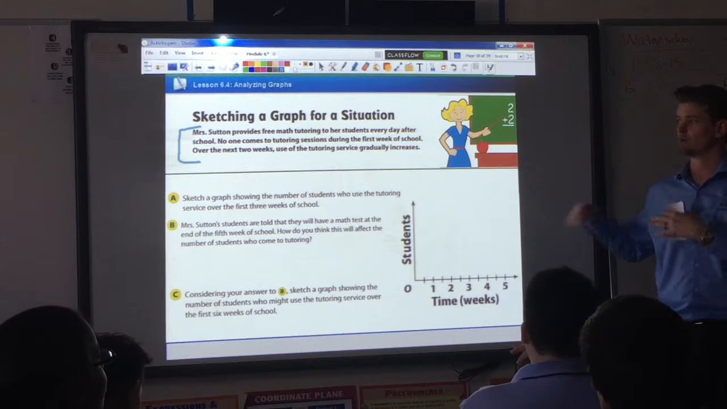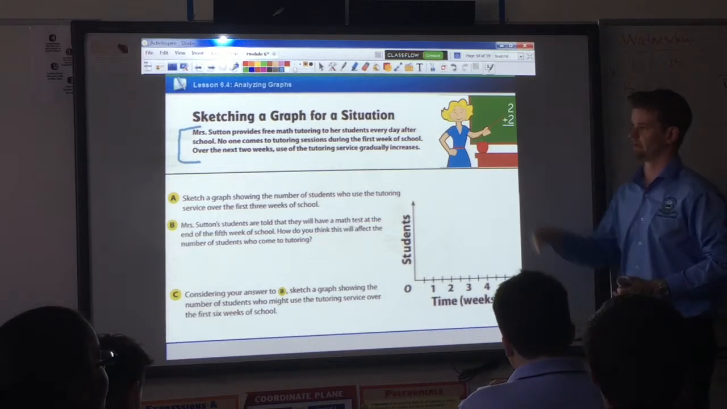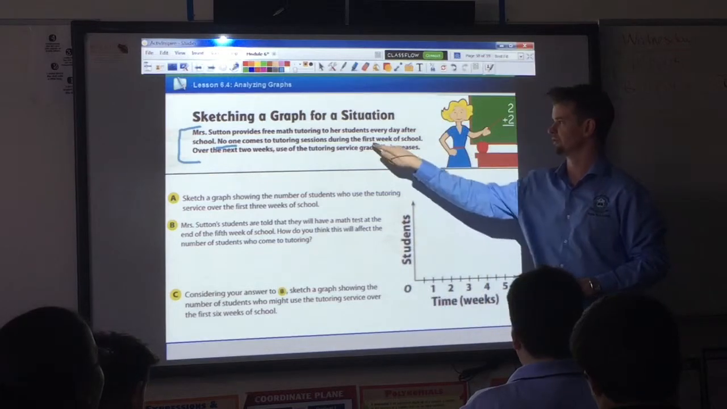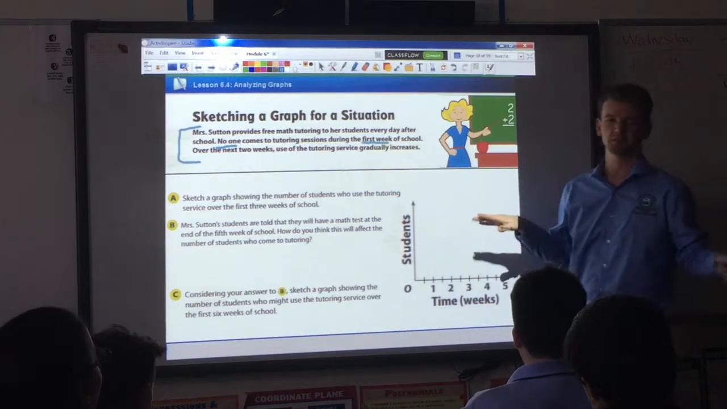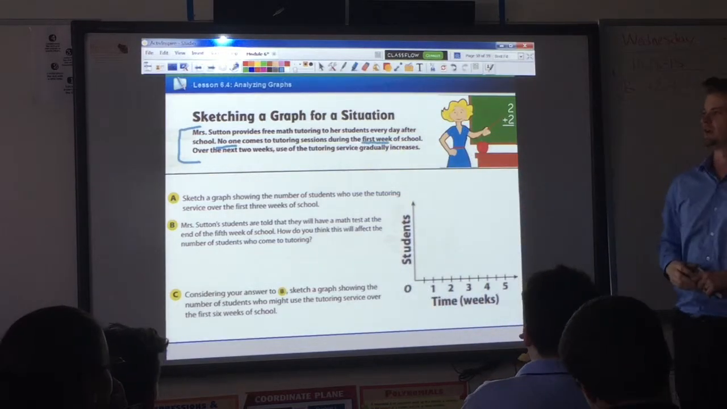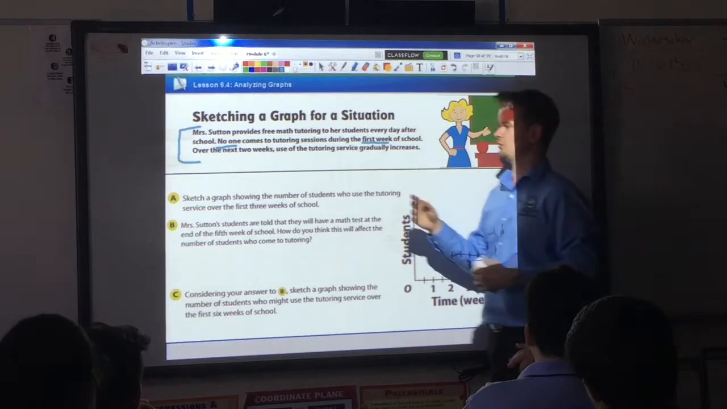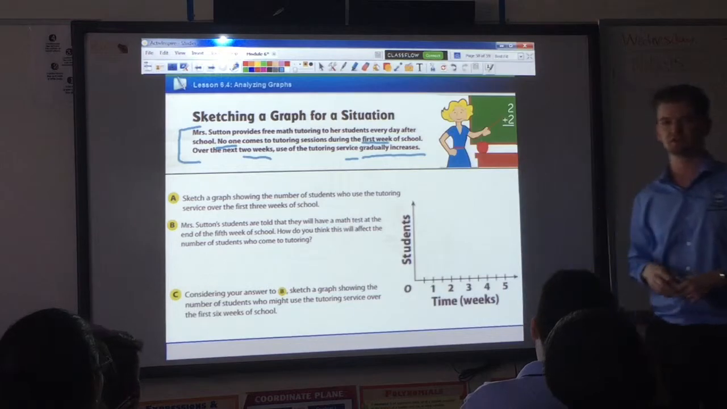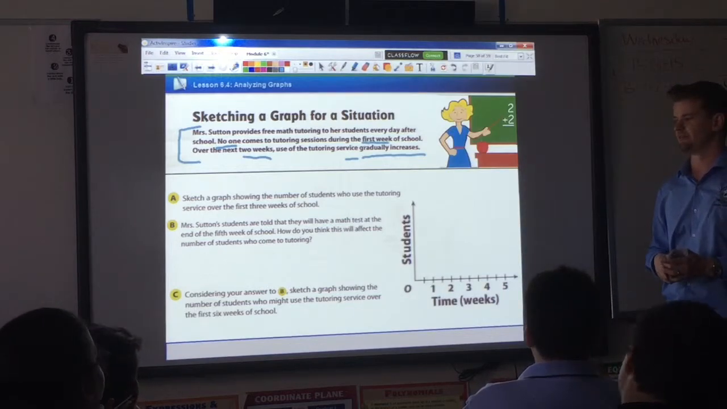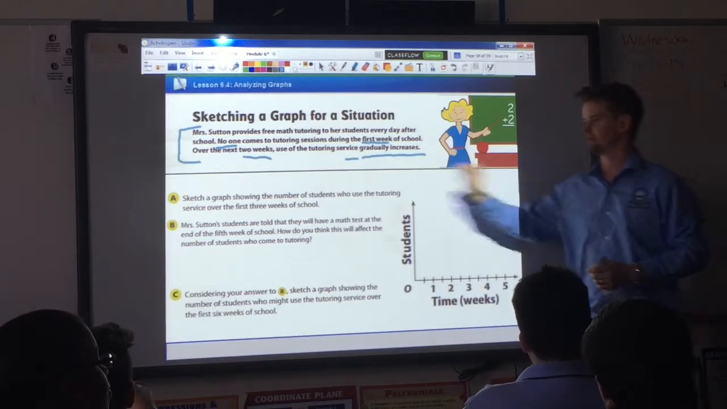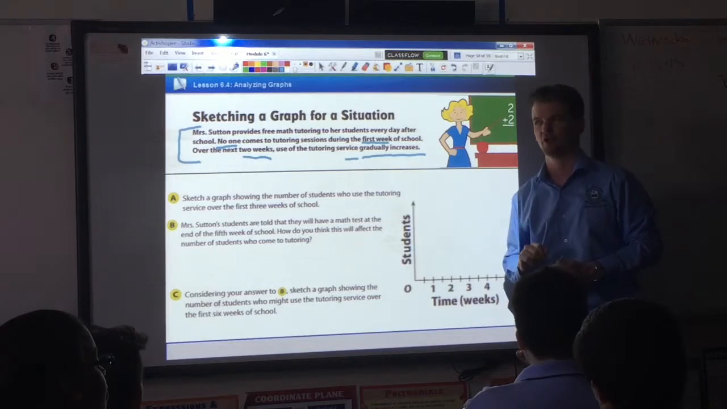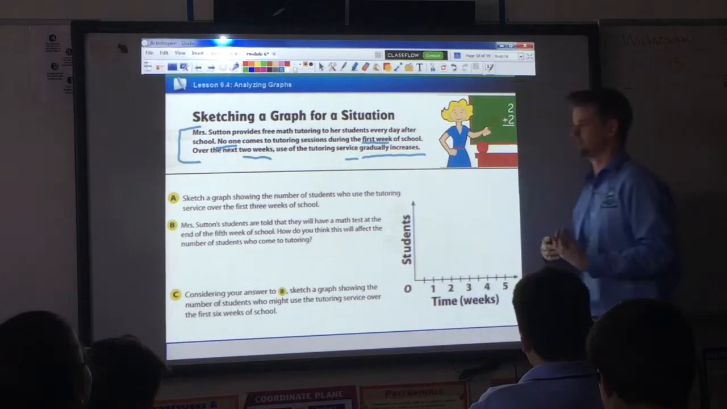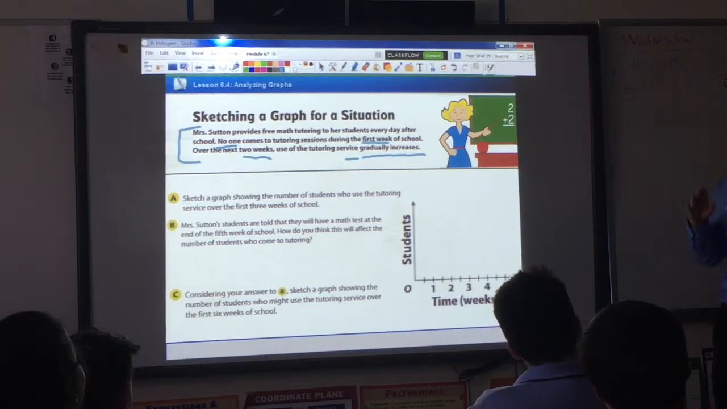So I need the first 3 weeks. Go back to the situation. We see if we have that information. No one comes to tutoring sessions during the first week of school. Nobody's there. Over the next 2 weeks, this is going to be weeks 2 and 3, the use of tutoring gradually increases. That gives me enough information to graph this first question. So I can sketch a graph for weeks 1 through 3.